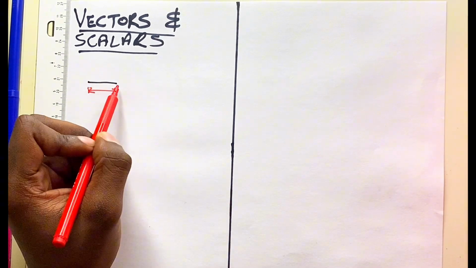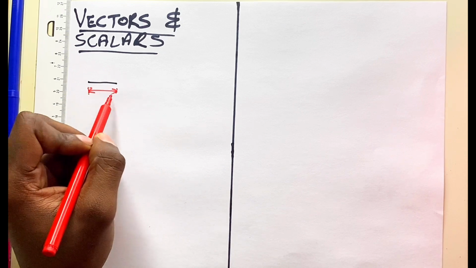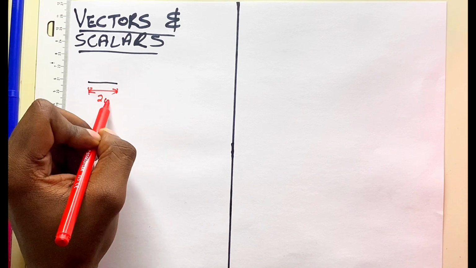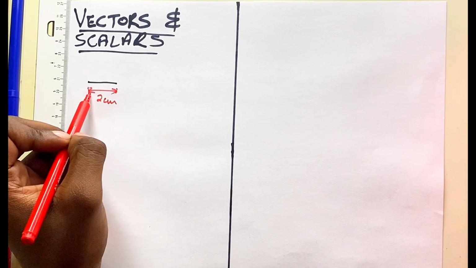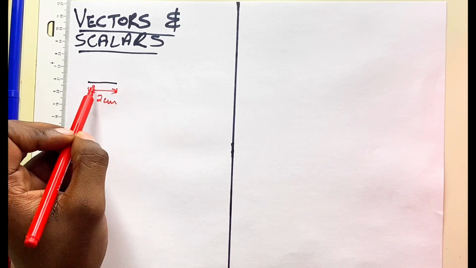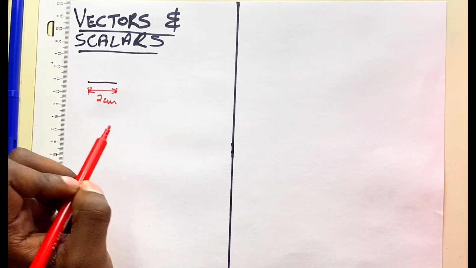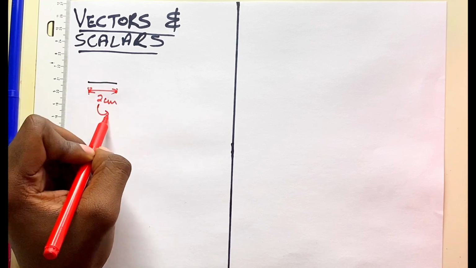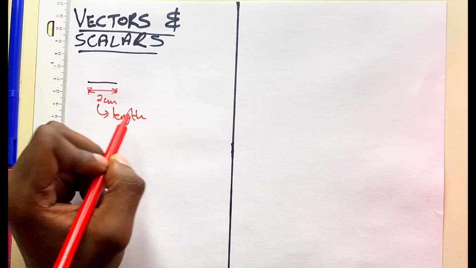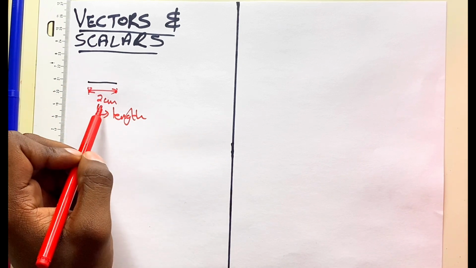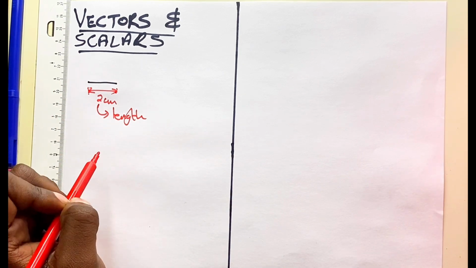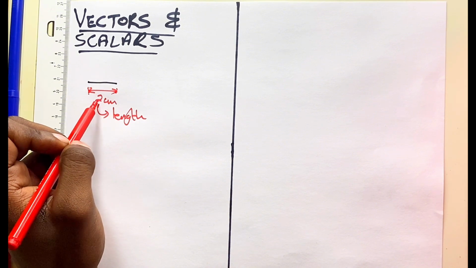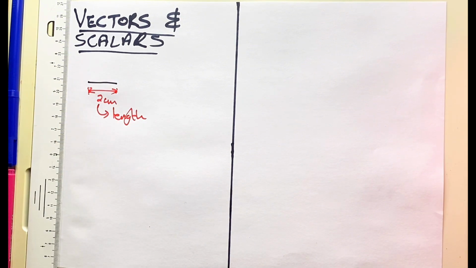Here, let's say you have a line and then I measure the length of this line and I found out that I have 2 centimeters. Now this length is a physical quantity of this line, and here we have specified it using its physical quantity length, and we represented it using a magnitude. So any physical quantity that can be represented using its magnitude, we call that a scalar.